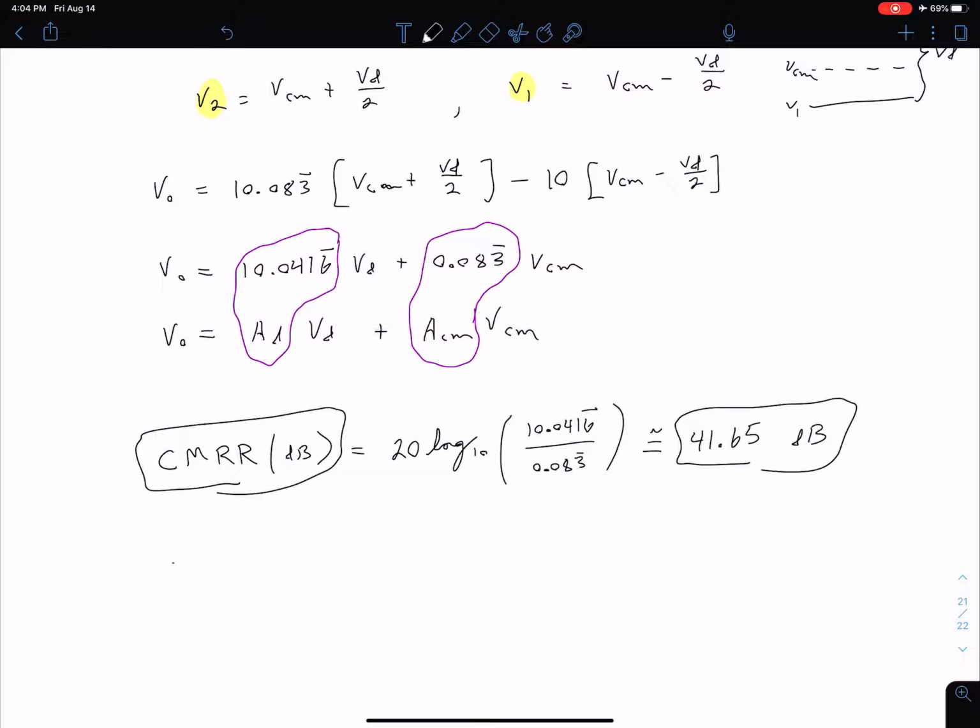So like I said, typically for a good difference amplifier, we're going to want that to be a little closer to 100. A good differential amplifier, or difference amplifier, is going to have a CMRR in the range of 80 to 100 dB.